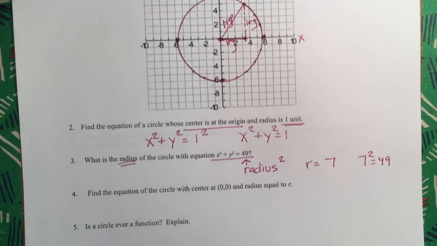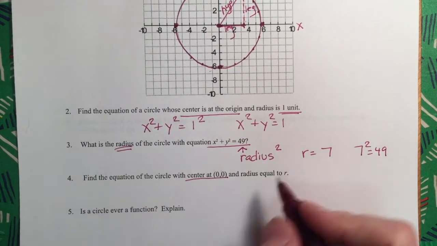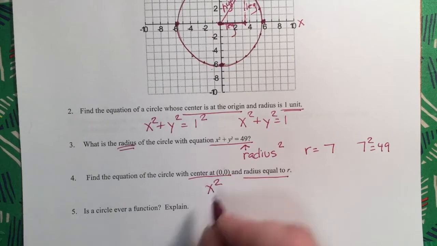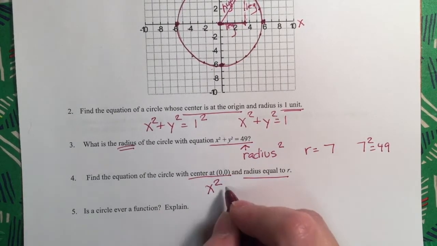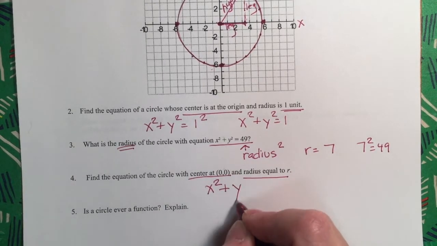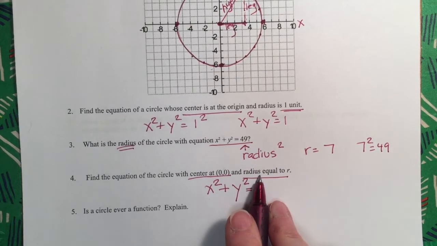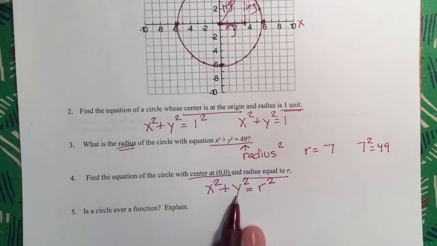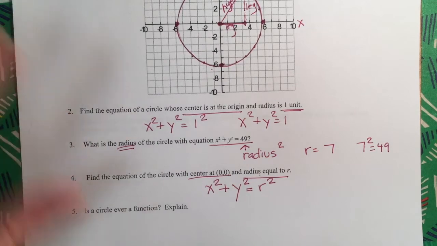Right? So what if we knew the circle had a center at 0, 0, the origin, and the radius was r? We don't know what it is, it's r. Well, the distance from the origin to the x value squared plus the distance from the origin to the y value squared is going to equal the distance of the radius squared. And that's the basic equation for a circle with the center at 0, 0.